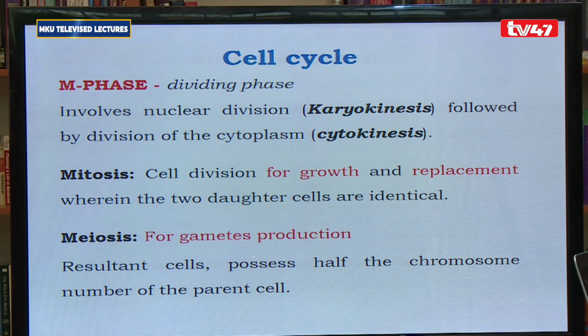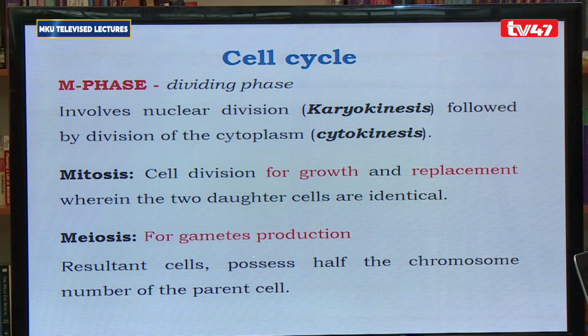We have the mitotic phase, in which, when the cell divides, two daughter cells are created, and they have the exact same number of chromosomes as the parent cell. The process of mitosis is for cell division, meaning for growth and for development, and also for things like repair or replacement of cells that are worn out.